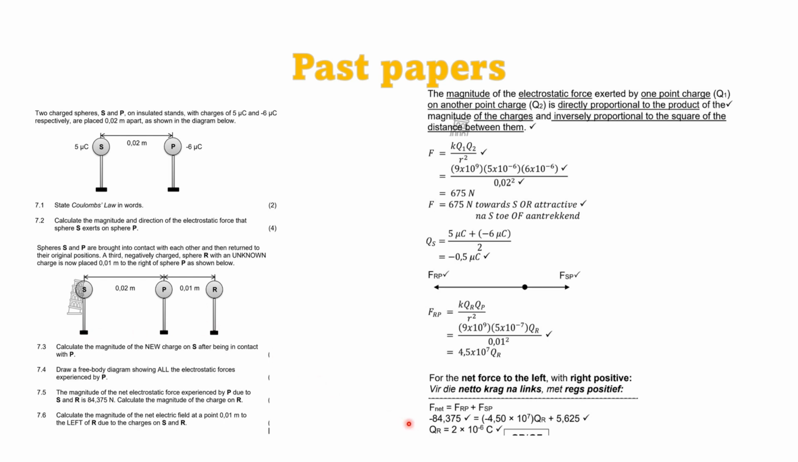Your F net. You have the negative 84, which they gave you in the previous question, the negative 450, which is here, and the positive 5,625. You sub everything into the equation, and you'll come out with 2 times 10 to the negative 6 coulombs as your F net. Remember, coulombs, that's why 10 to the negative 6.